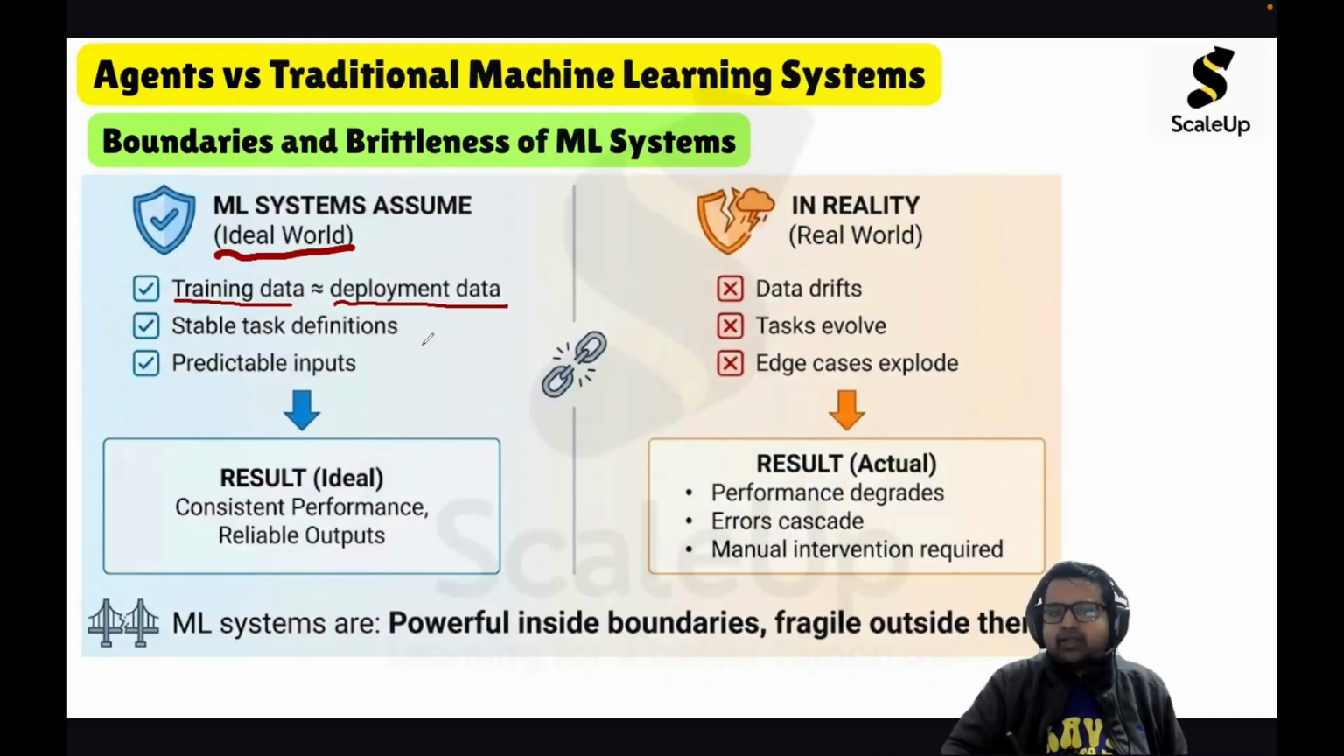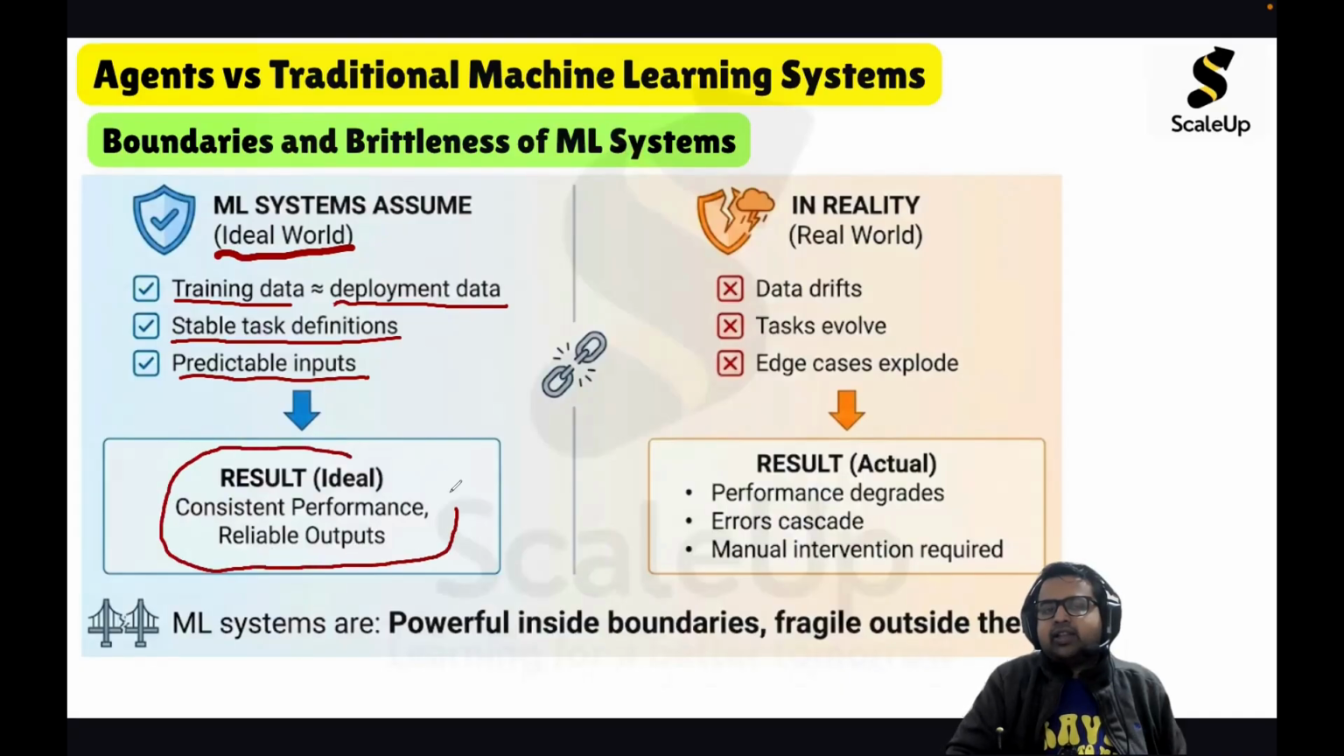But that is a wrong assumption. Machine learning systems assume stable task definitions and predictable inputs. But unfortunately, the real world is very uncertain. And because of this ideal scenario, machine learning systems assume consistent performance and reliable outputs. But in reality, in the real world, the data drifts. The data might have noise. The data is incomplete.